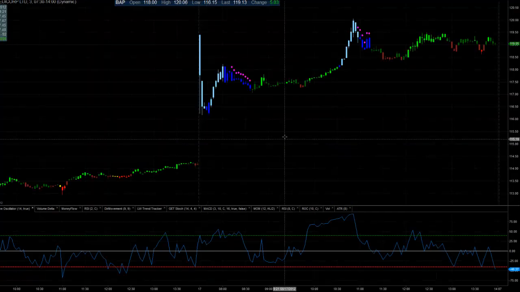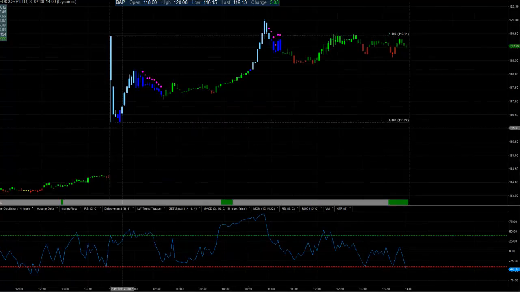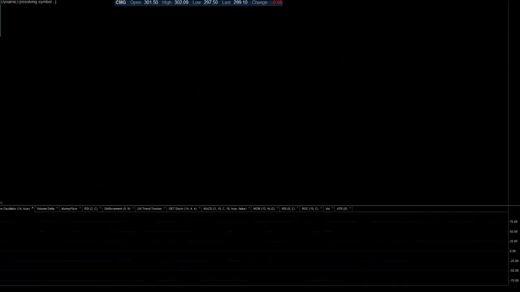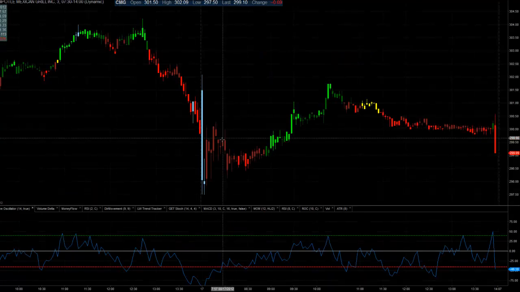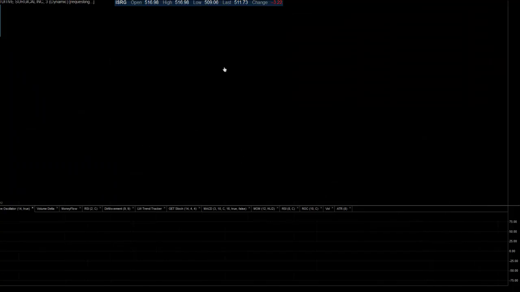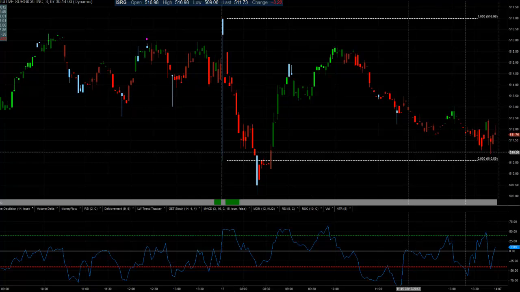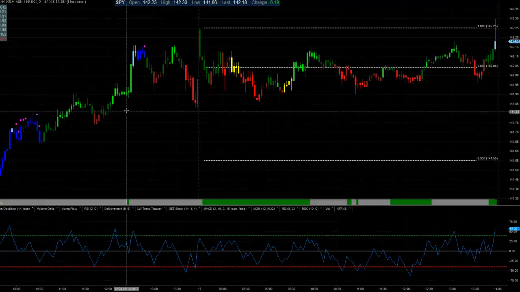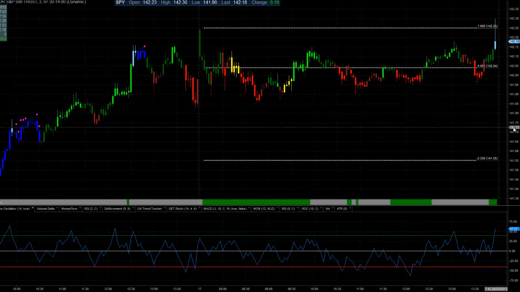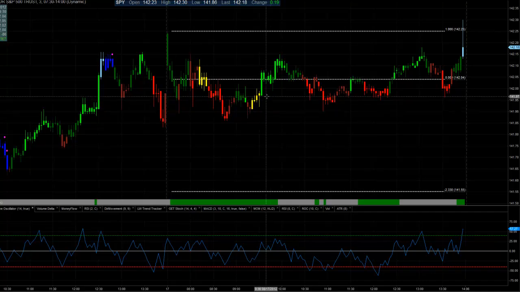A couple more. BFP, no, that's not the one. CMG. Again, a big range candle the first 5 minutes, encompassed the whole day. Intuitive, same thing. A lot of these stocks have really big first 5 minutes. That's a classic sign of why you don't want to get involved in the first couple of minutes of trading, because you can pay a big price for that. You can be lucky, but more times than not, you're going to get punished.